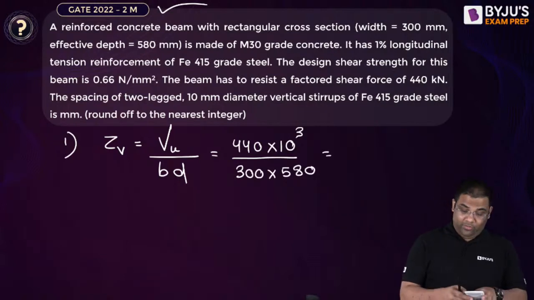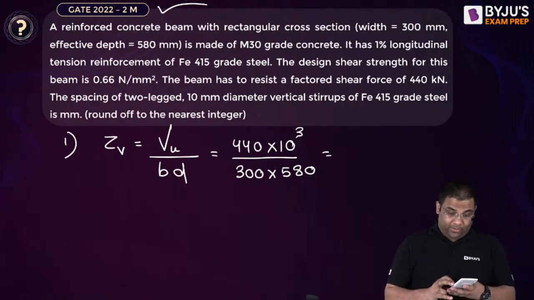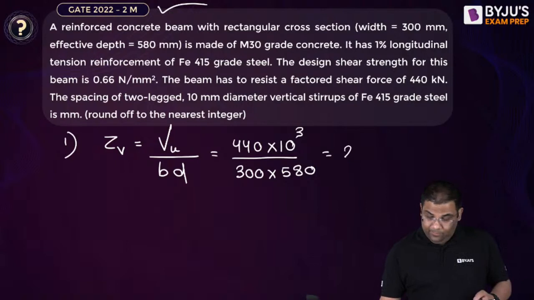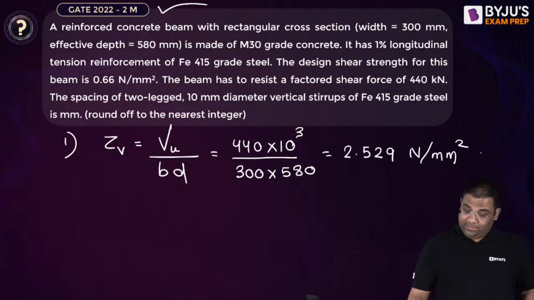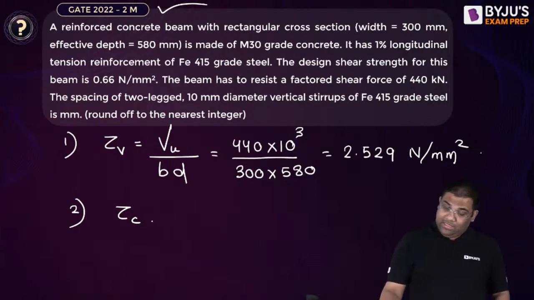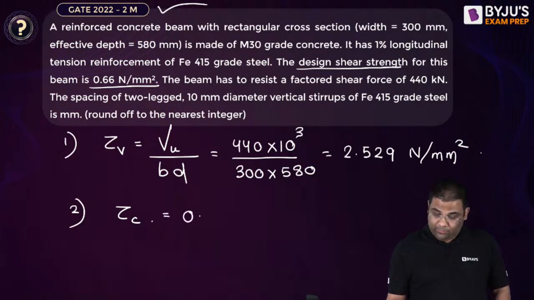So I can find out this nominal shear stress. 440 into 10 to the power 3 divided by 300 divided by 580. I am getting a value of 2.529. Okay, 2.529 I am getting as the nominal shear stress. Second step is to find out what? Tau C. Tau C is already given. The design shear strength for beam is given. This is tau C, right? 0.66 already given. Now you can take this as 2.53. More easy.